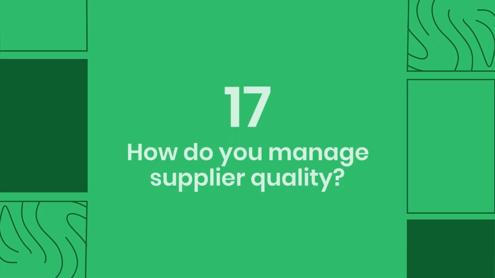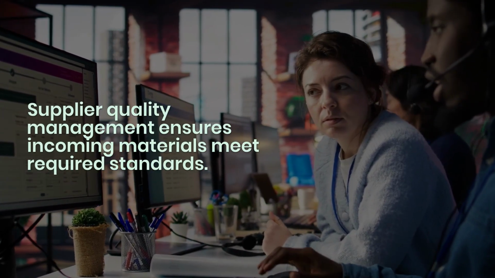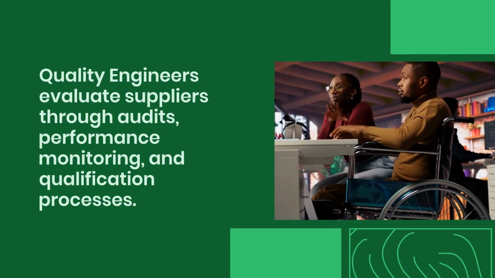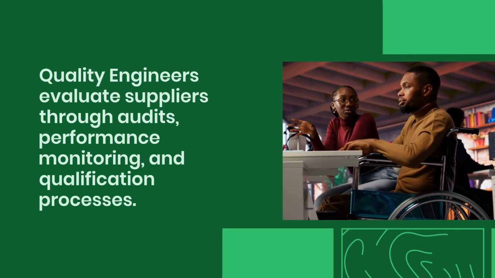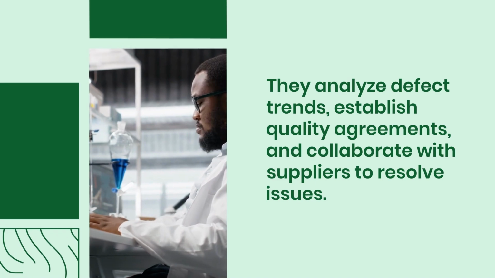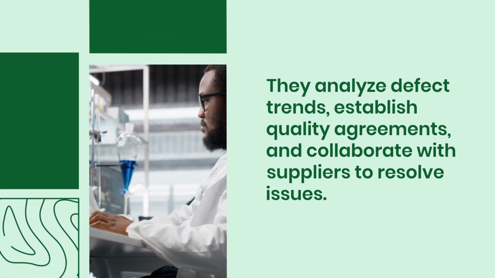17. How do you manage supplier quality? Supplier quality management ensures incoming materials meet required standards. Quality engineers evaluate suppliers through audits, performance monitoring, and qualification processes. They analyze defect trends, establish quality agreements, and collaborate with suppliers to resolve issues.